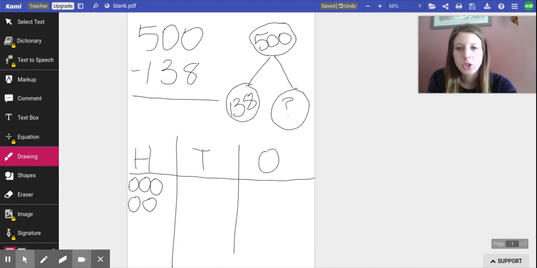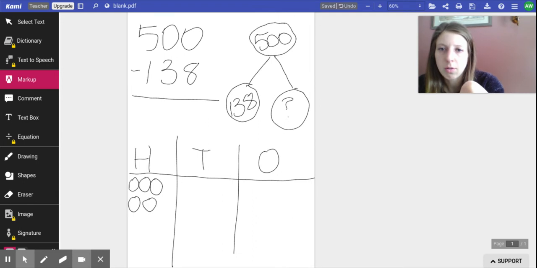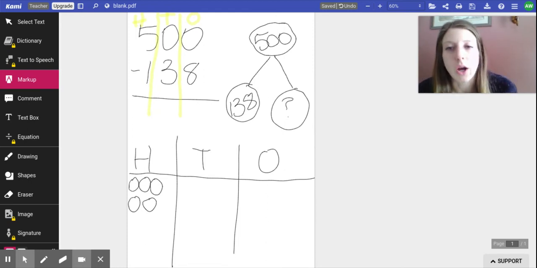So what I have to do is start in my ones place, like always starting with your ones place. If you're looking right here, this is your ones, your tens, and your hundreds. Always start in your ones place. I don't know if this helps, but if you can see it and visualize it. Okay, so I have 0, subtract 8.